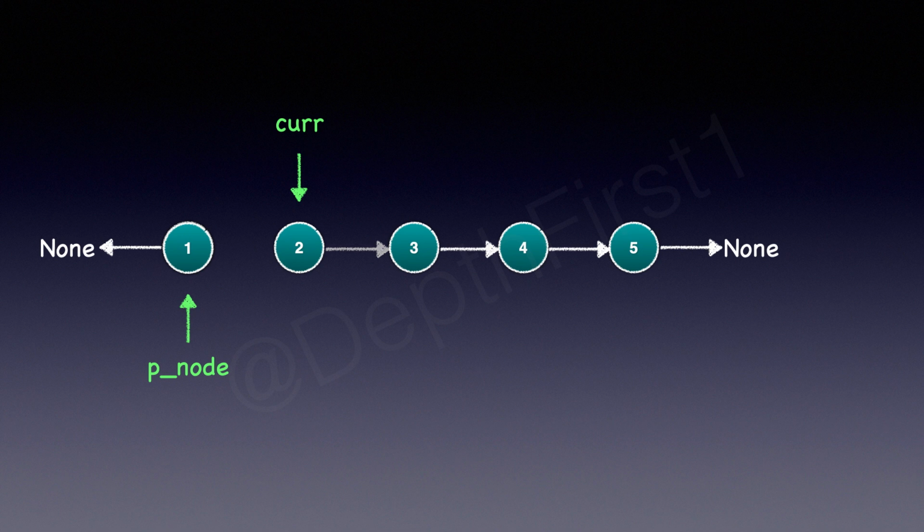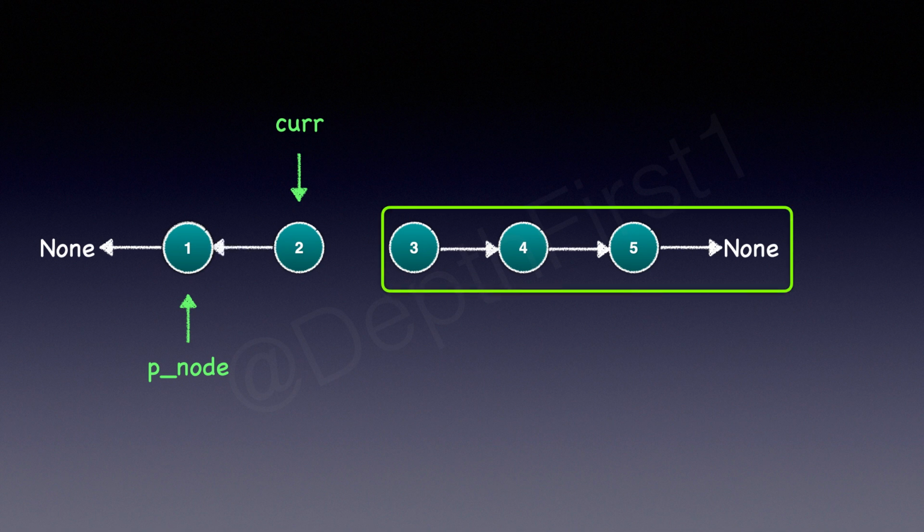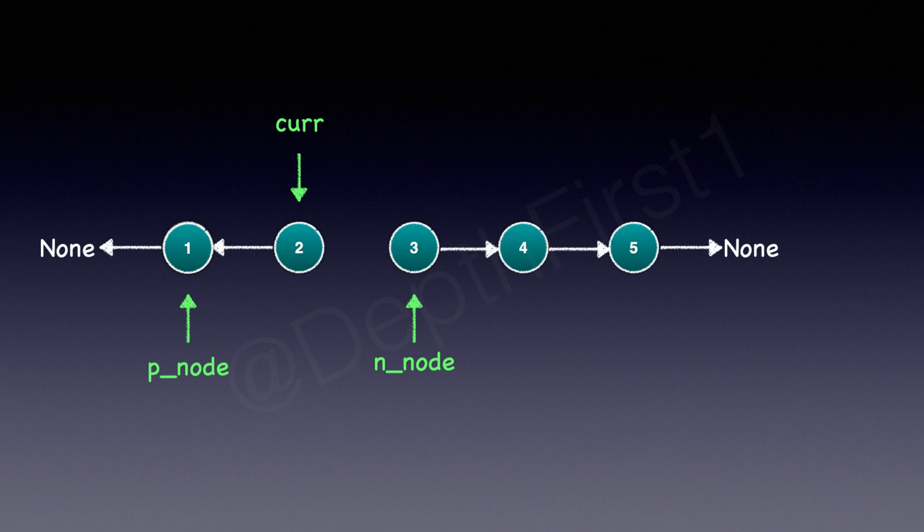However, if we just go ahead and change the next of the current node to point to the previous node, we'll end up breaking the link to the rest of the list. Therefore, we need to maintain a record of the next node that follows the current node. This variable will aid us in traversing to the next element in the linked list.